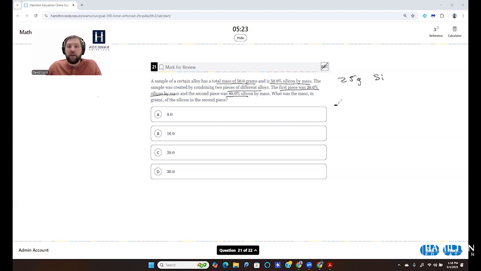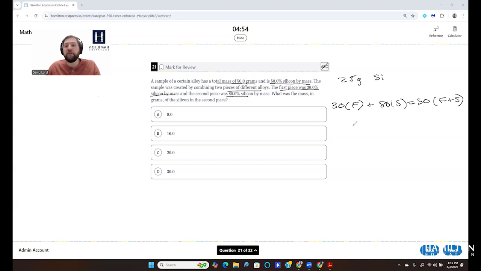So we could write it as a decimal or as a whole number. I'll do it as a whole number, but most people like to do decimals because it makes the number smaller. So you can kind of imagine that it's 30 times F for the first piece, and then plus 80 times S for the second piece, and that's going to equal 50 times F plus S. That's a pretty common scenario, but you can't have two variables with only one equation.